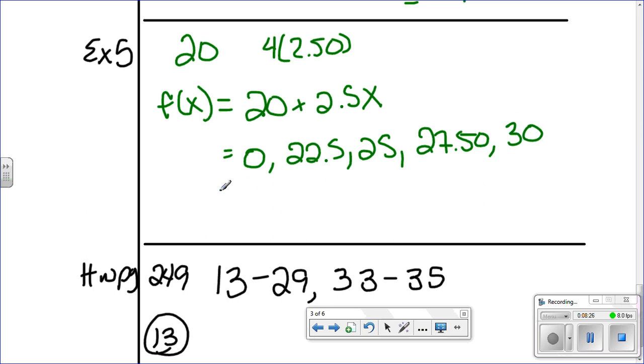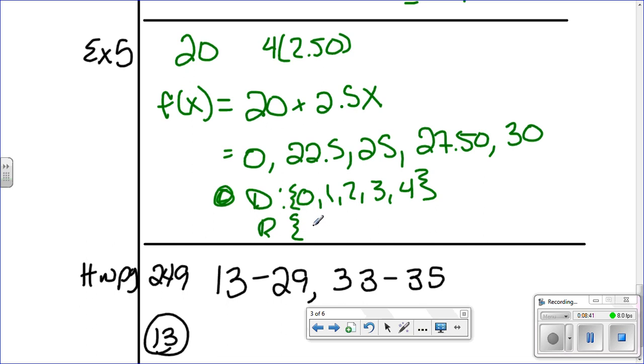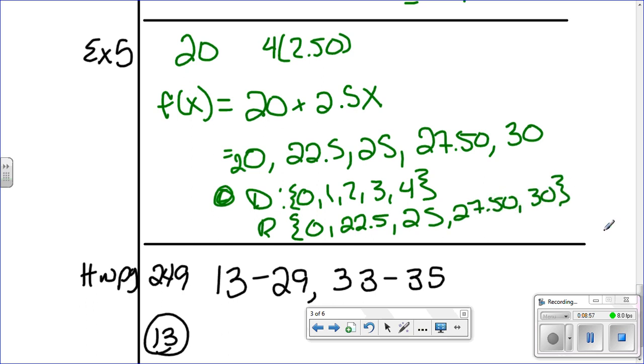So we could have a domain. I want a domain and range, correct? A domain of 0, 1, 2, 3, or 4 tickets, and our range would be 20, 22.5, 25, since if we sold 0 tickets, we have $20 to begin with, then $27.50 and 30 would be our range.